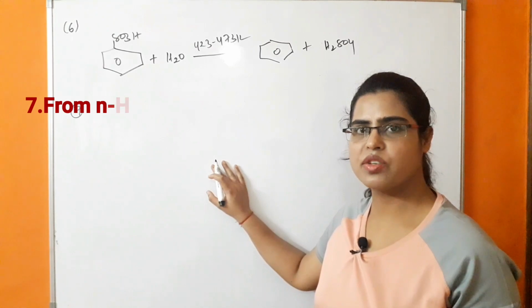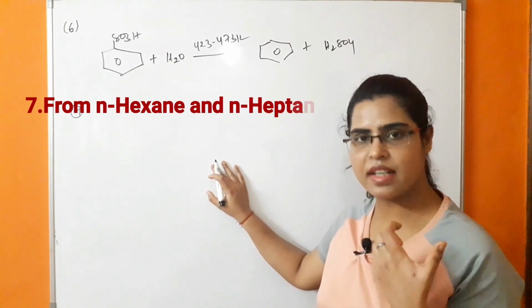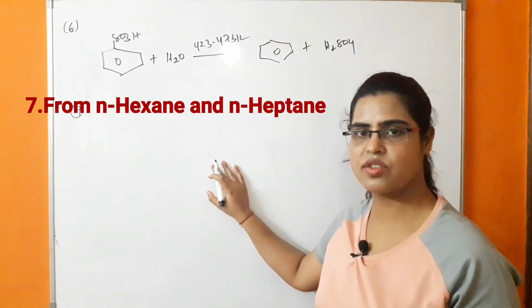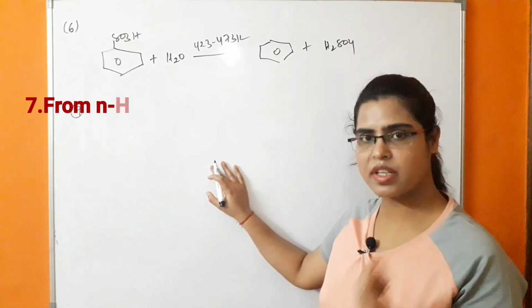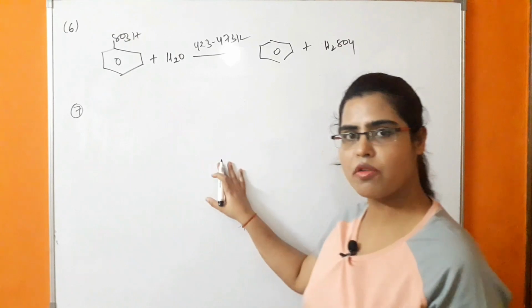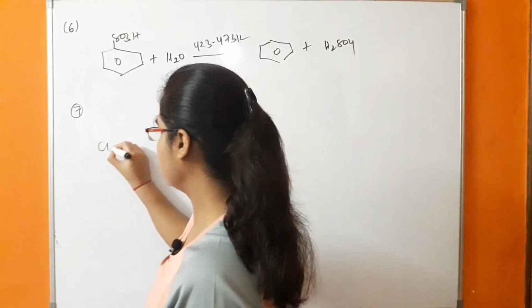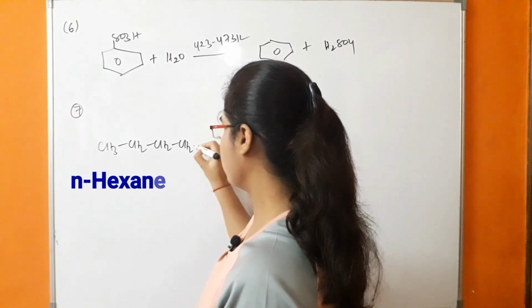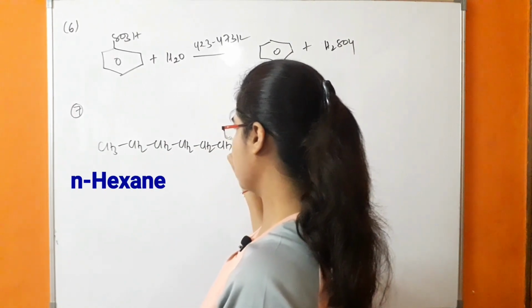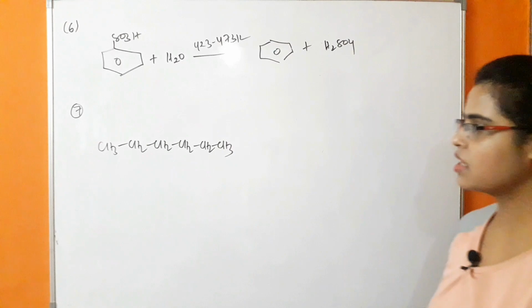Seventh method of preparation of benzene is from N-hexane and N-heptane. We have studied this reaction earlier for the formation of benzene and toluene. So what is happening in this case? We take N-hexane, a straight chain, CH3, CH2, CH2, CH2, CH2, CH3. This is N-hexane.